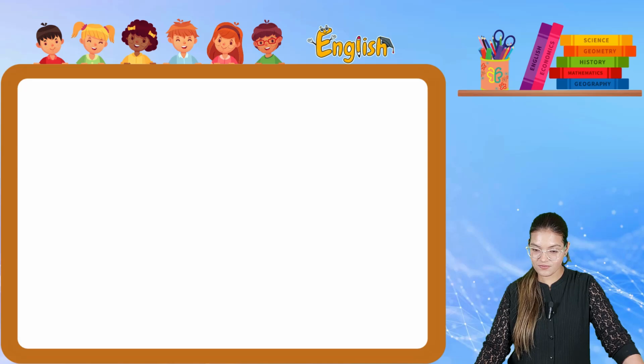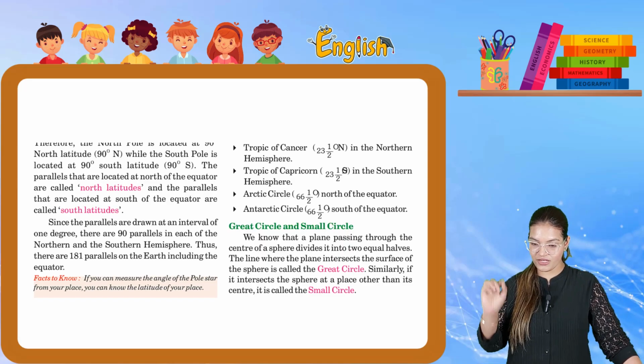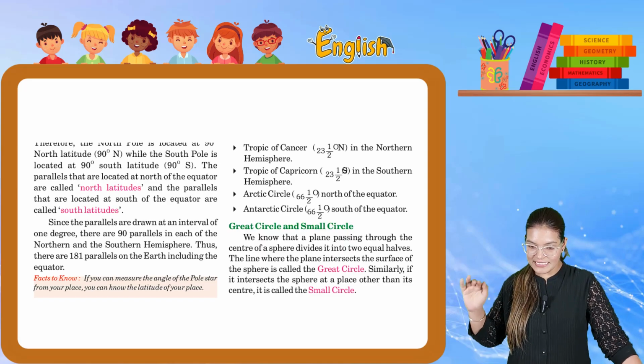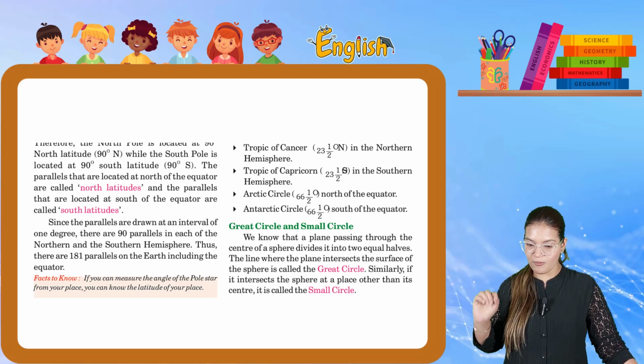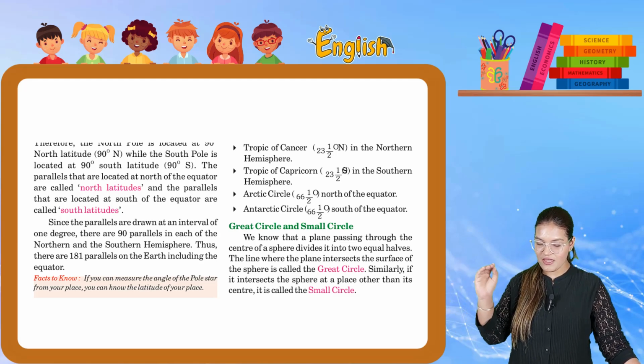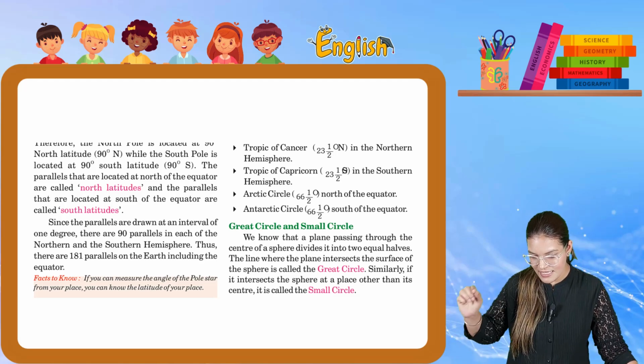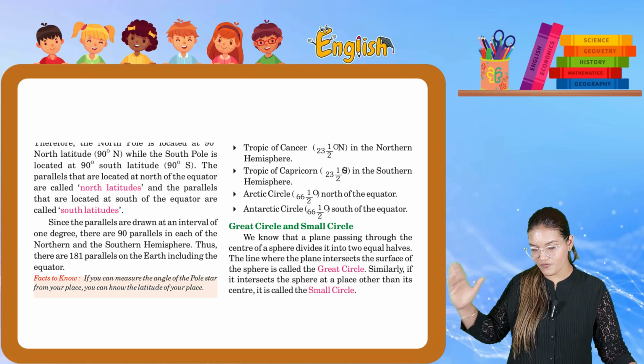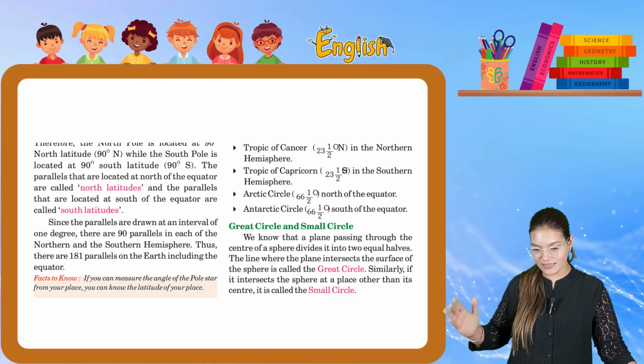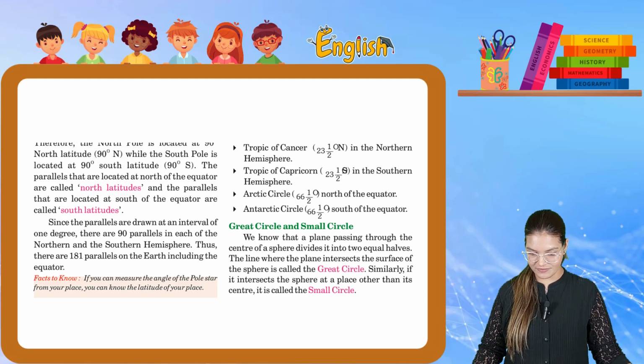They are Tropic of Cancer 23 1/2 in the northern hemisphere. ठीक है. Tropic of Capricorn कितना था 23 1/2 in the southern hemisphere. Arctic Circle कितना था 66 1/2 north of the equator. Antarctic Circle कितना था 66 1/2 south of the equator.